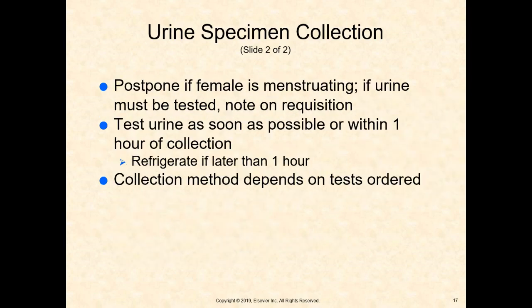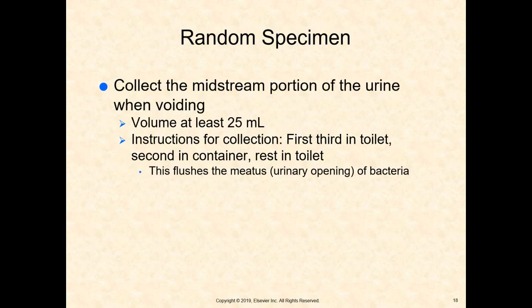So a couple things to remember: postpone if the female is menstruating. If the urine must be tested, note that on the requisition so that the physician is aware that the blood in the urine is not from an infection. Test urine as soon as possible or within an hour of collection. Refrigerate it if it's going to be longer than an hour. Collection method depends on the tests that are ordered, and we'll talk about a couple of these.